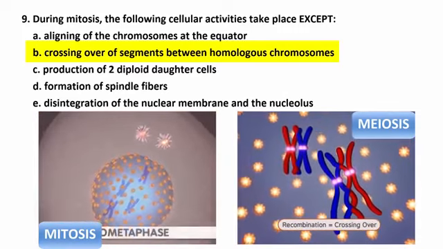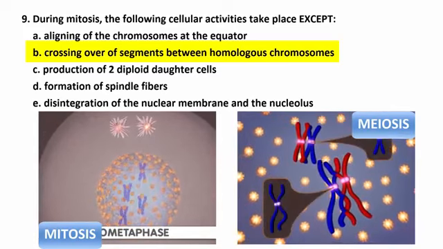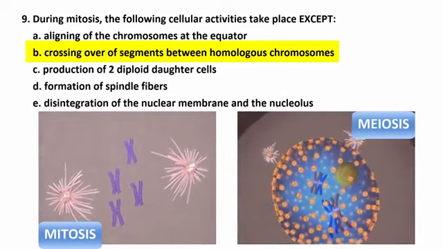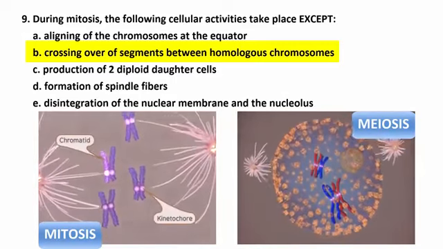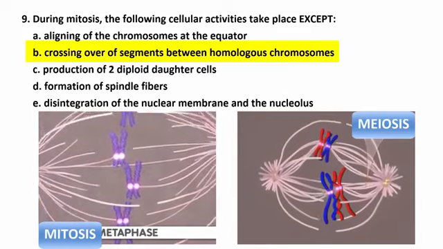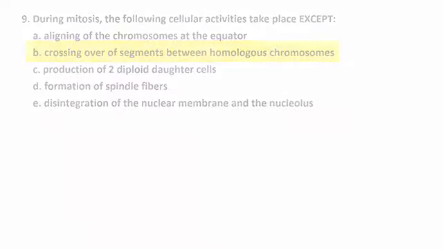And this actually produces the variation that we can find in the offspring that is a result of sexual reproduction. So it doesn't occur in mitosis because the mother cells here are destined to produce identical daughter cells. And the rest of the choices are all carried out during mitosis.